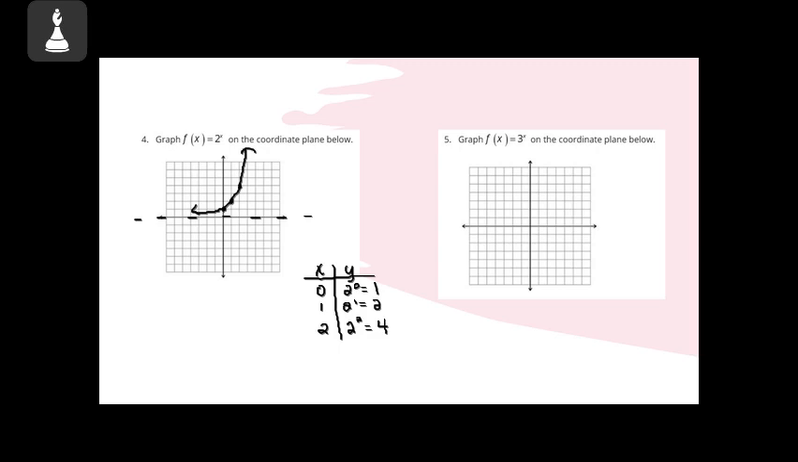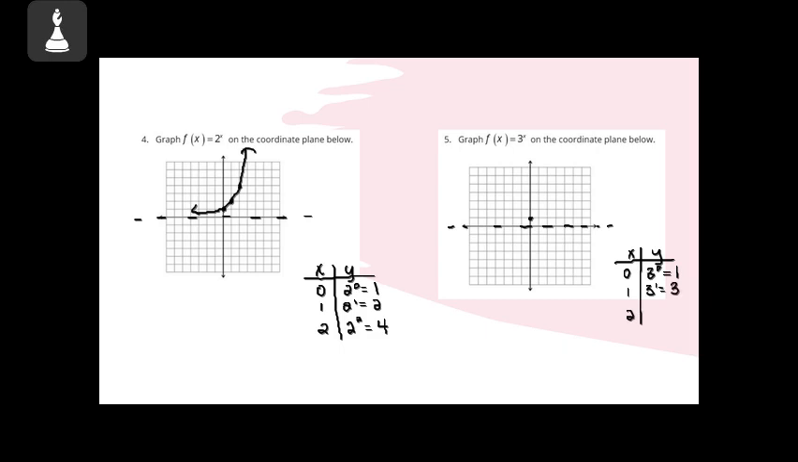So this is doubling. We're doubling the value every time, which means that in the next one, we are going to triple the value every time. So if you wanted to create your little XY chart, do 0, 1, and 2, again, knowing that we're not going to go below this, anything to the 0 power is 1. And now we're going to triple them. So 3 to the first is 3. 1 times 3 is 3.